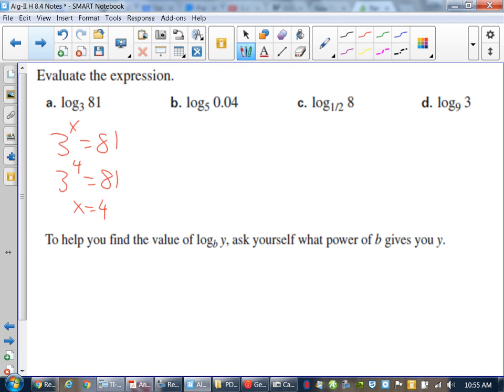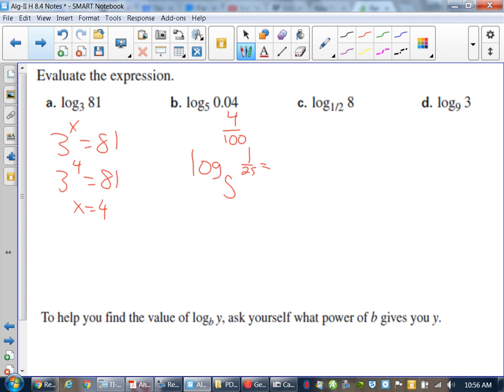Decimals suck. That's 4 1/100ths. What is that as a fraction? 1/25. Log base 5 of 1/25 is what? Well, 5 to what power gives you 1/25? It has to be a negative because it went from a regular base to a fraction: -2. So 5 to the -2 would be 1 over 5 squared, which is 1/25. And that's where that comes from. Okay.